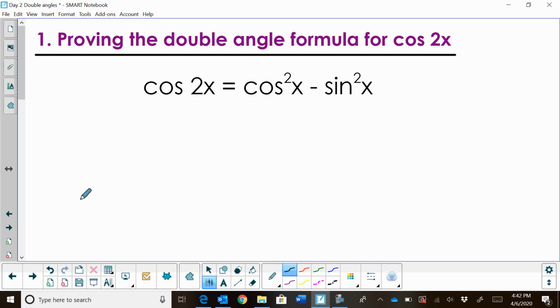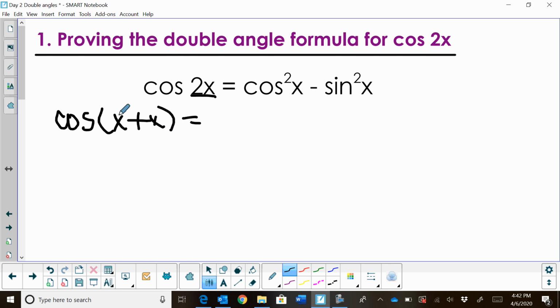Now let's prove the cosine formula. So as you probably figured out, to find this cosine formula, we're going to go back to the sum and difference again. So we know cosine of 2x, we're going to take this and make this into x plus x. That's just cosine 2x.